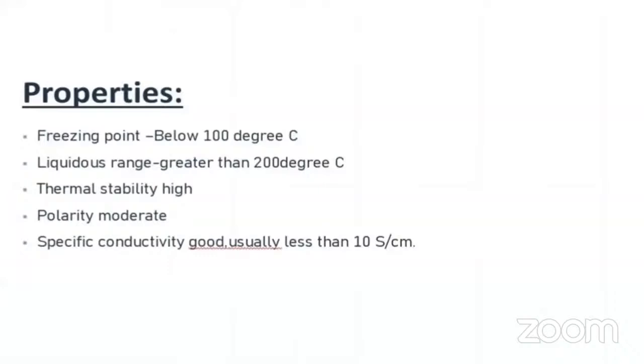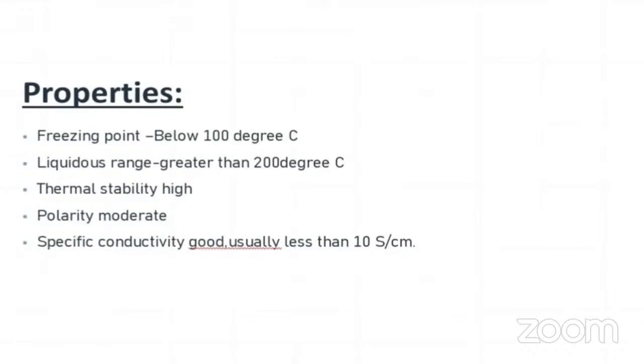Now, there are some properties of ionic liquids. First is freezing point, meaning ionic liquid freezes below 100 degrees centigrade. Second is liquidus range. What is liquidus range? Liquidus range is the temperature range up to which the ionic liquids are in liquid form. In case of ionic liquid, the liquidus range is greater than 200 degrees centigrade. Then thermal stability of ionic liquid is very high. And after that, specific polarity is moderate.